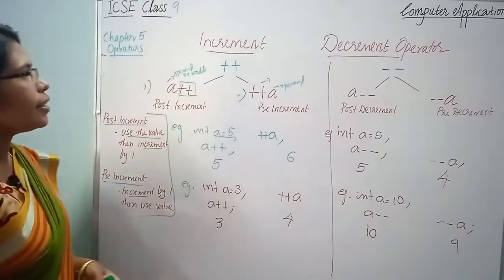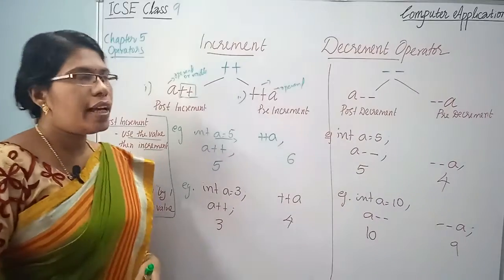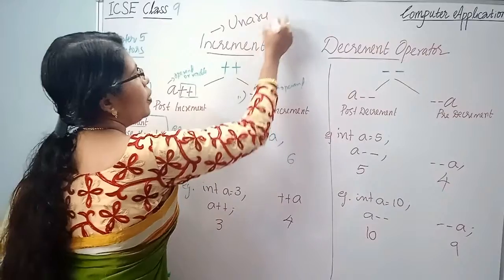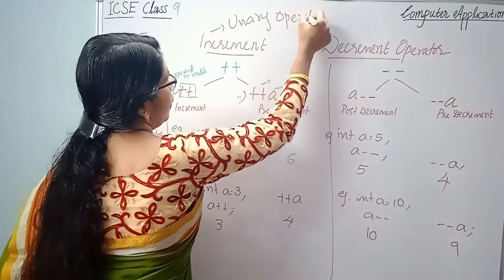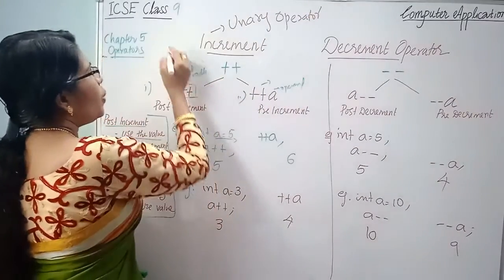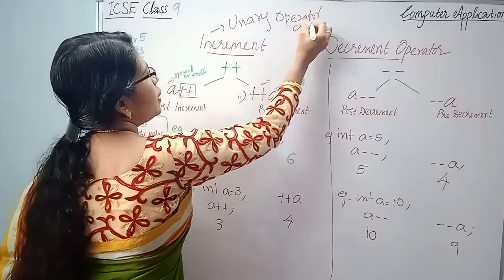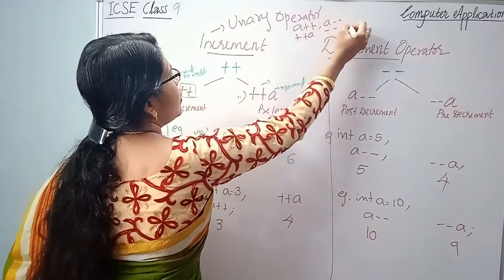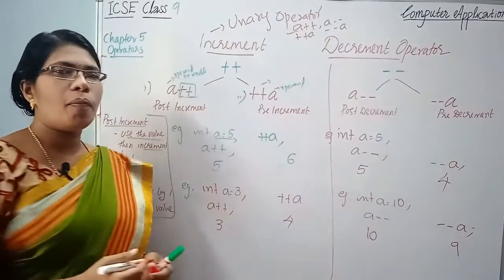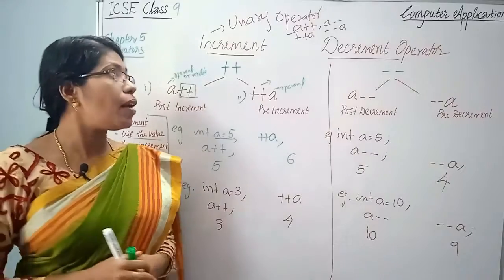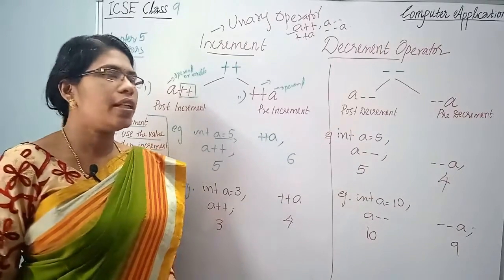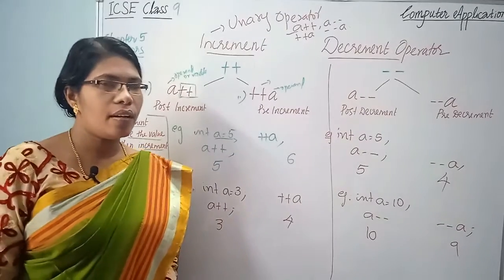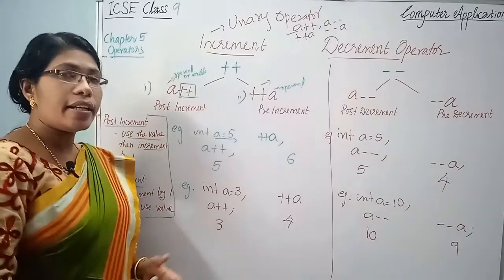Okay, so increment and decrement operators belong to unary operators. Unary operator means it requires only one operand, like for example a plus plus or plus plus a, or a minus minus or minus minus a. So here we have only one operand, so it belongs to unary operators. Increment operator and decrement operator come under unary operator because they require only one operand. Okay, let's see some other examples.